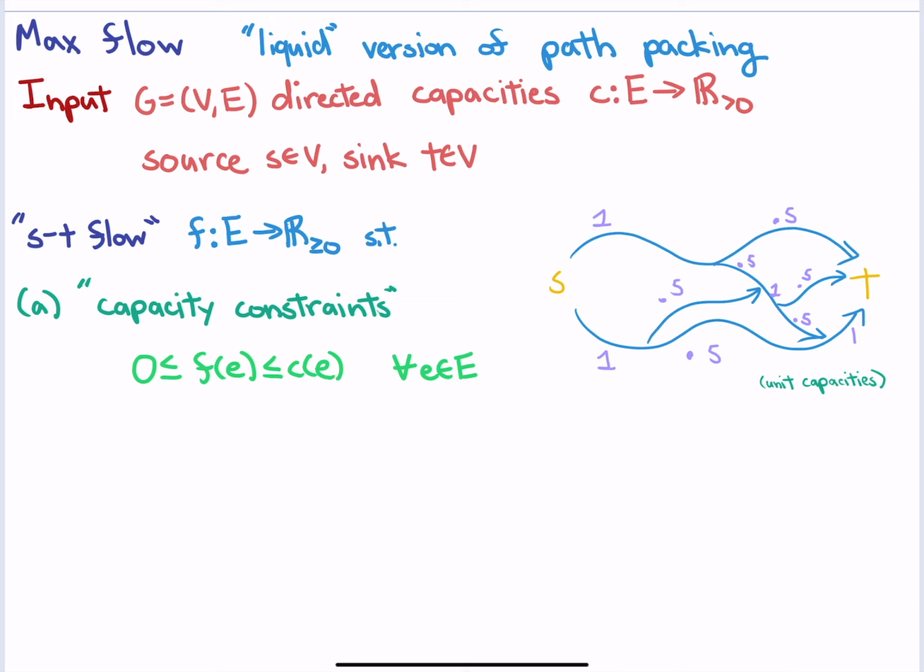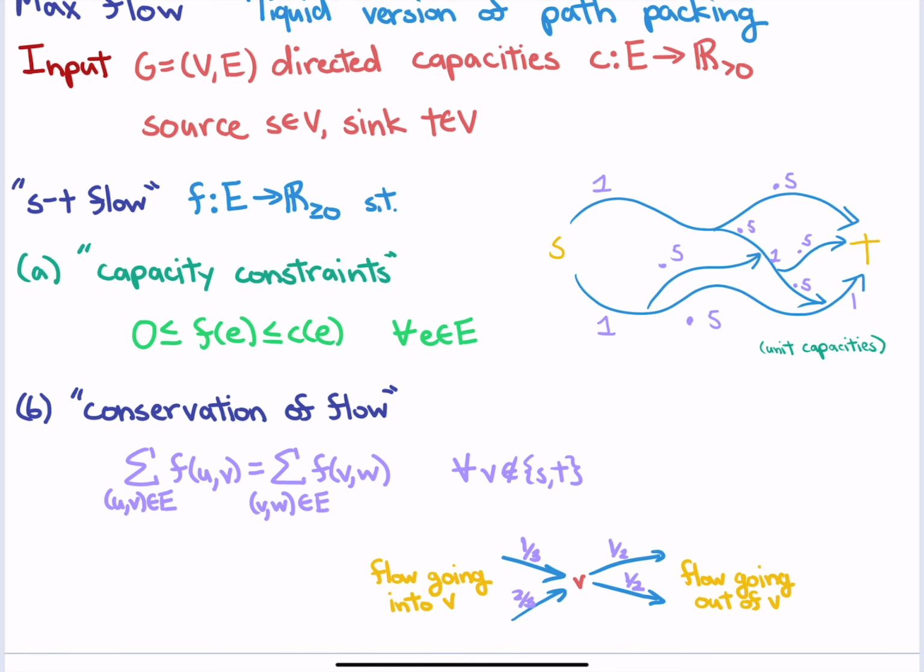Now the other constraint has to do with water entering the system at S and being removed at T, and those are the only sources of inserting and removing water. Then at every other vertex, in the middle, the water that goes in from other edges has to go out. The same amount that goes in has to go out. That's the other rule, called conservation of flow.